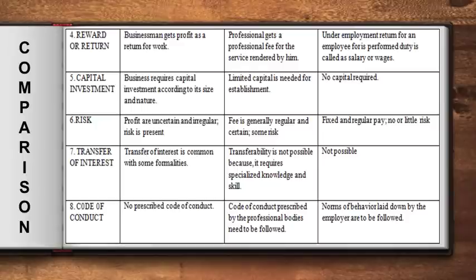Then, fourth basis, reward or return. Under business, it says businessman gets a profit as a return, as a reward for his work. So, what is a reward the businessman gets for his work? He gets profit. Professional, let's see, professional gets a professional fee for the service rendered by him. So, what does a professional get? He gets fees. So, even the lawyer, doctor, and all, we pay them fees. We don't pay them salary or wage. We pay them some money, and that comes under fees. It is called fees. Okay.